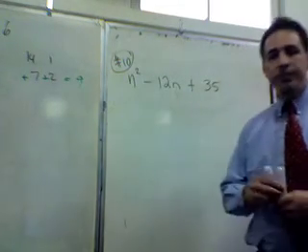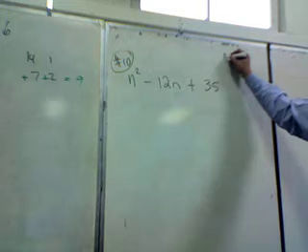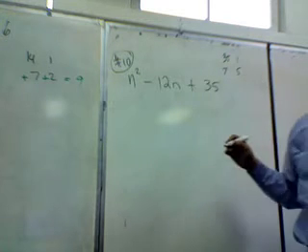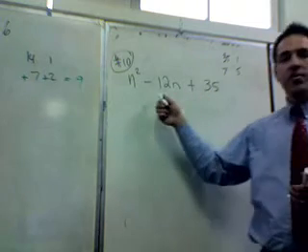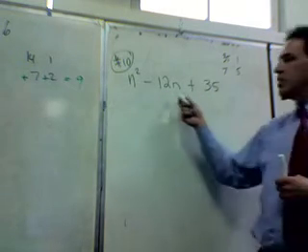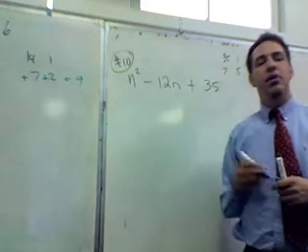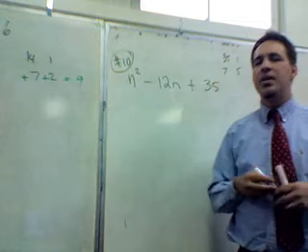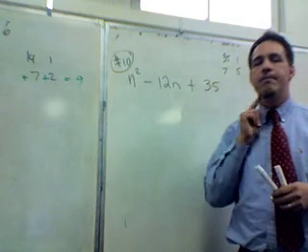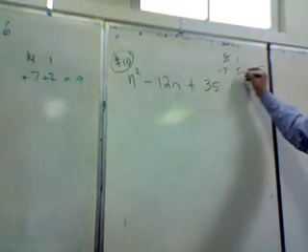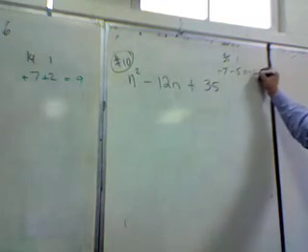Factors of 35 are 35 and 1, 7 and 5, and that's it. And do any of them add to be 12? They do. In fact, 7 and 5 add to be 12. But now, what about that negative? Well, we actually want negative 12. So how do 7 and 5 combine to be negative 12? Negative 7 and negative 5. It works perfectly. Negative 7, negative 5 equals negative 12.